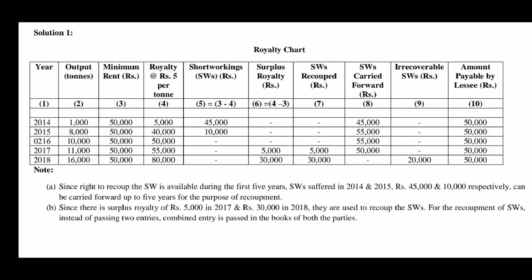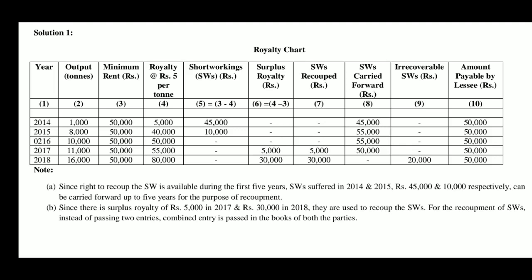See, in the first year, royalty is 5,000, minimum rent is 50,000. Therefore, 3 minus 4, 50,000 minus 5,000, 45,000 is the short workings. In the second year, again, minimum rent is more than royalty by 10,000 rupees. So, 50,000 minus 40,000, 10,000 is the short workings.